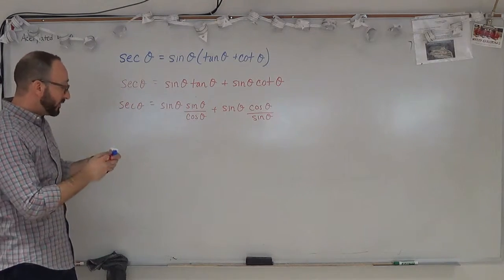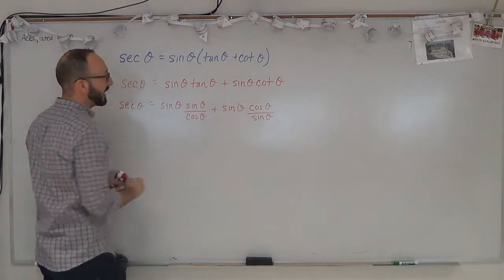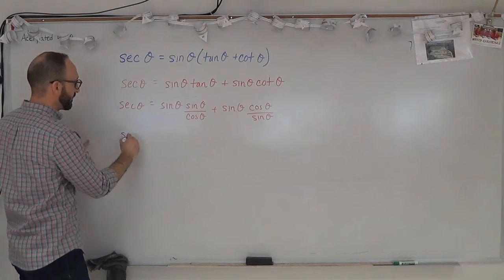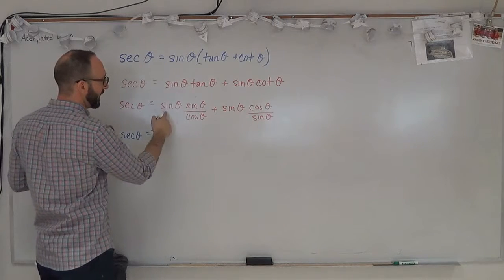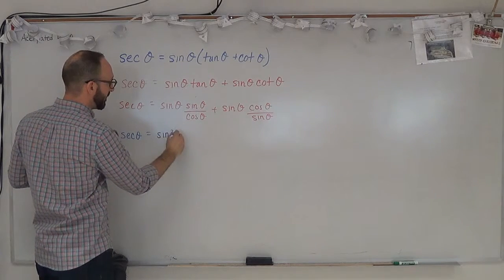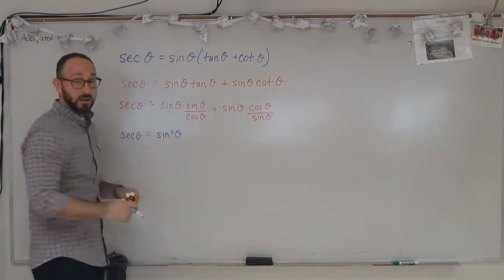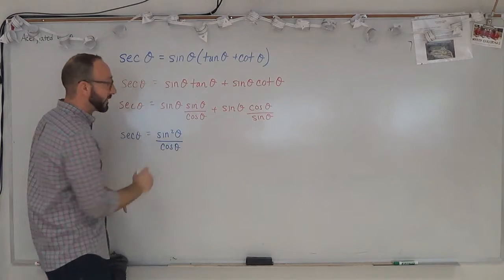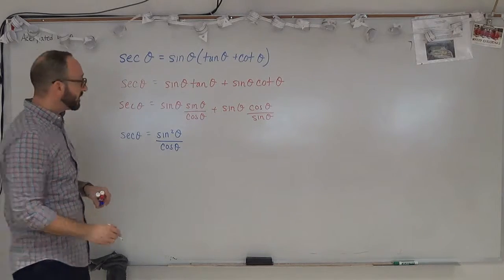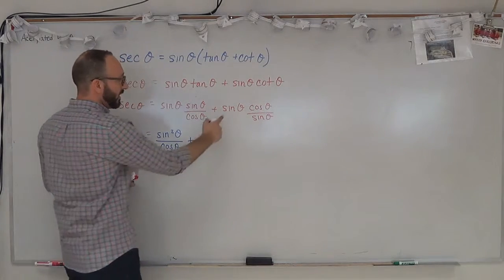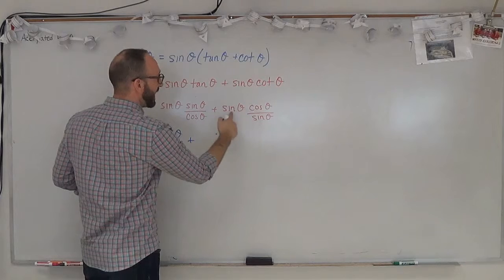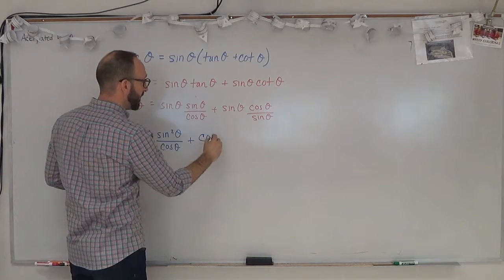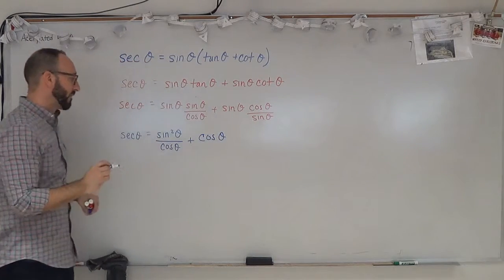Okay, so next what I'm going to do is try to clean up the right-hand side of the equation. So we're going to end up with secant theta equals, in this case, sine squared theta, because sine times sine is sine squared, all over cosine theta. Then plus, these sines will divide out when we multiply this out, so that's just going to be cosine theta.